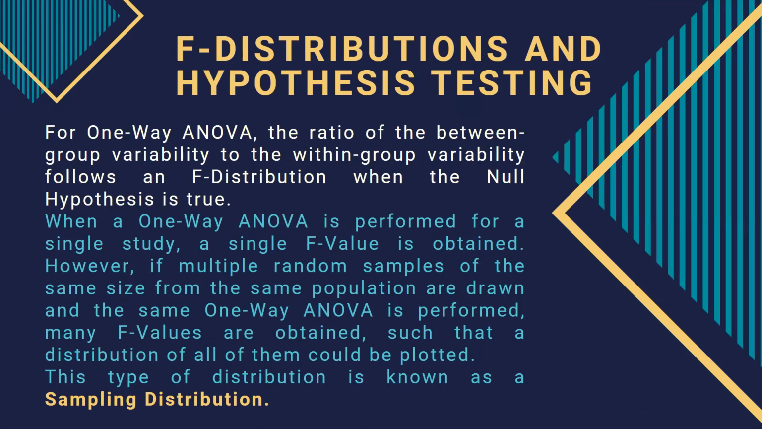Now, F distributions and hypothesis testing. For one-way ANOVA, the ratio of the between group variability to the within group variability follows an F distribution when the null hypothesis is true. When a one-way ANOVA is performed for a single study, a single F value is obtained. However, if multiple random samples of the same size from the same population are drawn and the same one-way ANOVA is performed, many F values are obtained, such that a distribution of all of them could be plotted, and this type of distribution is called a sampling distribution.